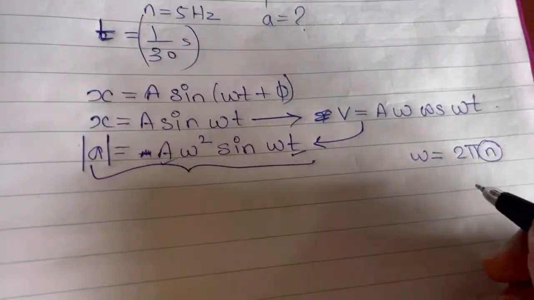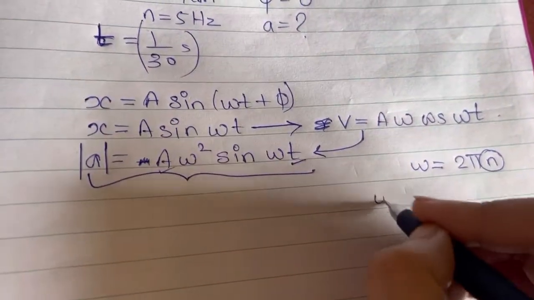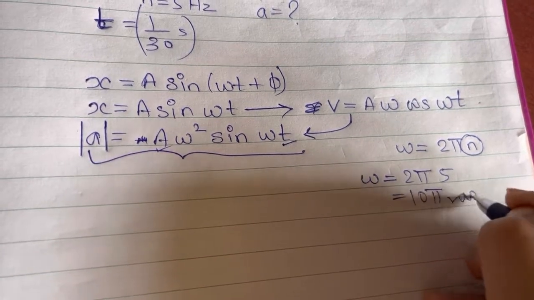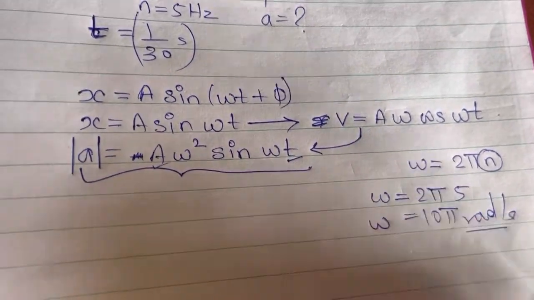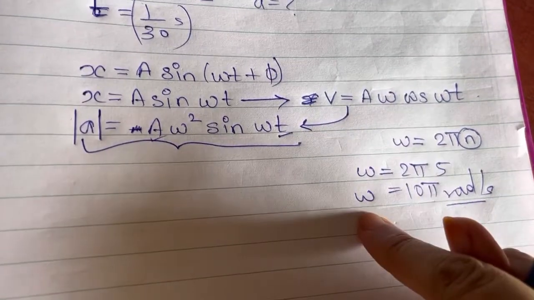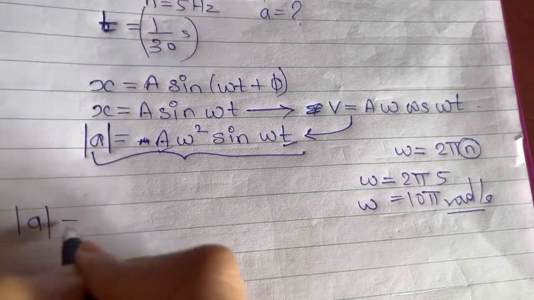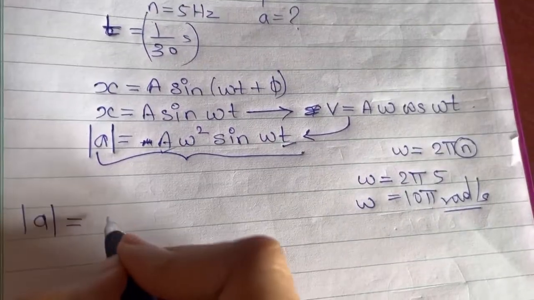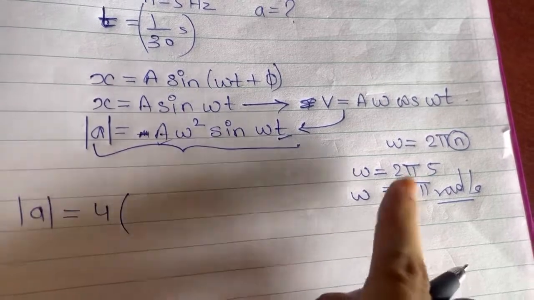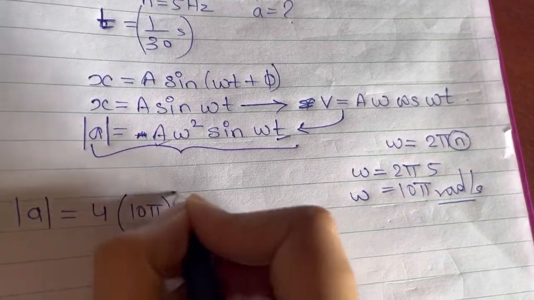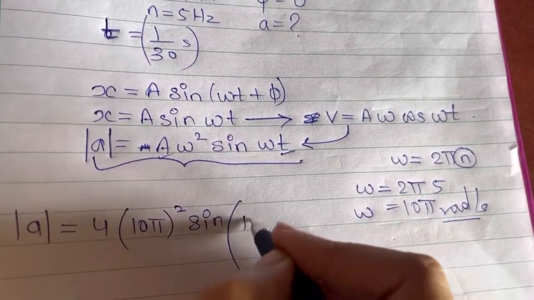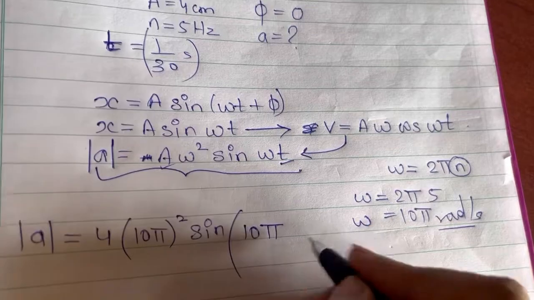Now you have the formula for acceleration in which just omega is required. So omega is equal to 2 pi n, n is 5, 2 fives are 10. So it is 10 pi radian per second. This is the unit for omega, that is angular frequency. Now you can use that value of omega in this formula. A given to you is 4. Omega square, that is (10 pi) square. Then it is sin of omega t, where omega is 10 pi and small t is 1 upon 30.